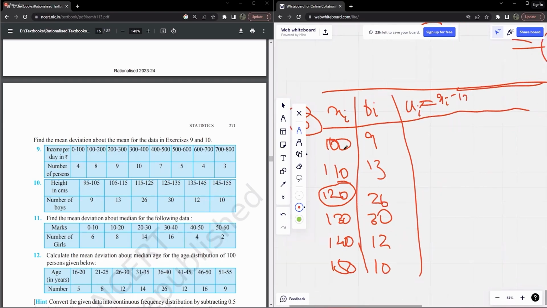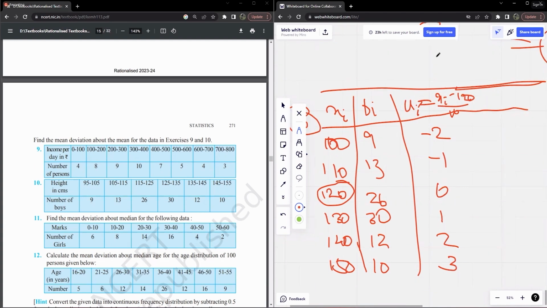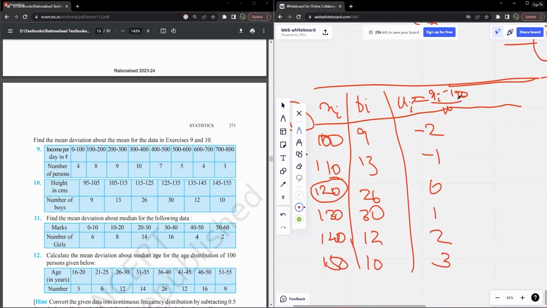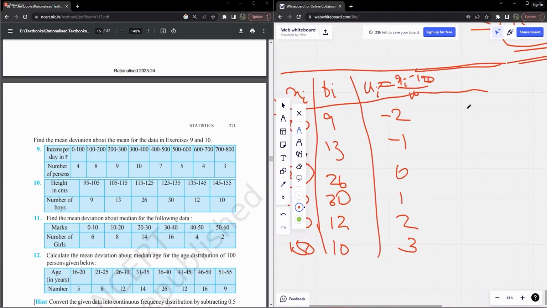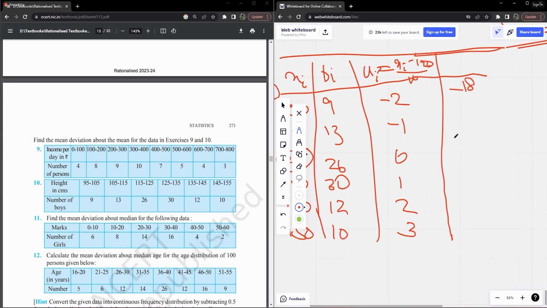That's class size. Right? So this is basically going to be minus 20 by 10, that's minus 2. This is minus 1, this is 0, then this is 1, 2, 3. Right? So FIUIs then are going to be minus 18, minus 13, 0. This is going to be plus 30. This is going to be plus 24. And again, a plus 30. Right? This is basically minus 31. This plus this is minus 1. 30 plus 24 is 54. 54 minus 1 is basically 53.